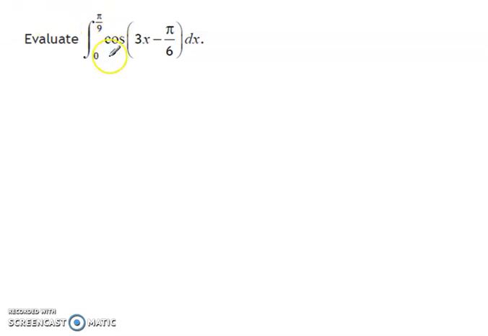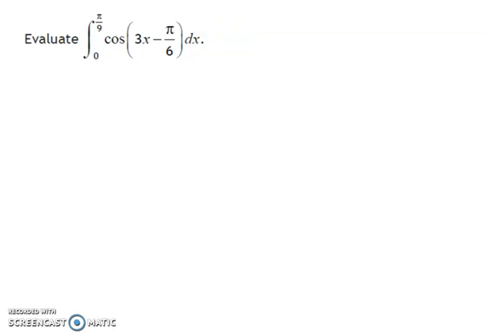Now this one having limits means it's a definite integral. We're going to get a numerical solution at the end rather than some sort of solution where it's a function plus c. So in order to do this one, what we do is we integrate this, then we take the function that we get when we've integrated at the upper limit, take away the function we get at the lower limit.